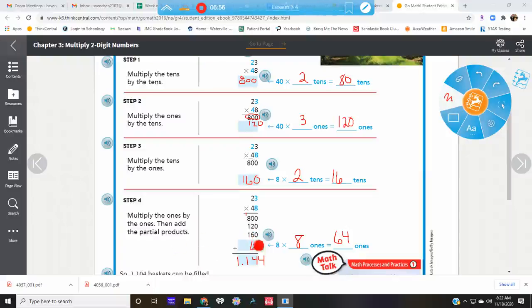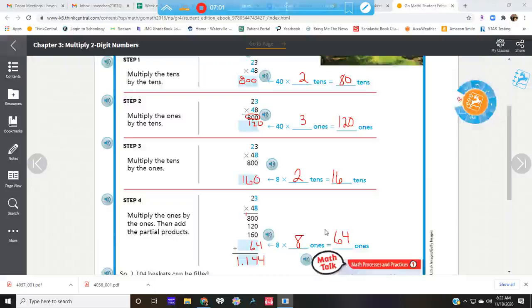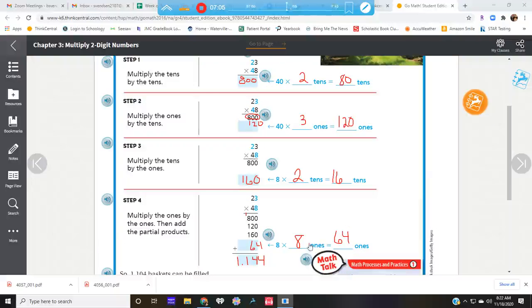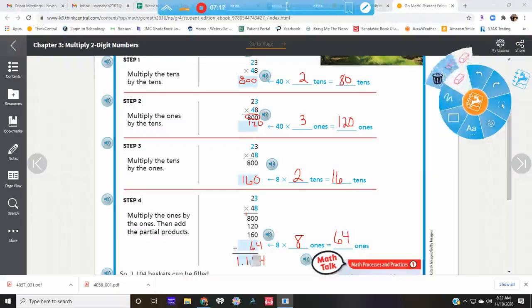What did I do wrong here? $1,100. Alright, let me add this up again. I don't know what I'm doing wrong here. Oh, it was 8 times 3, not 8 times 4. Ha ha, silly me. So this should be 8 times 3 ones, which gives us 24 ones. Now it should make sense.